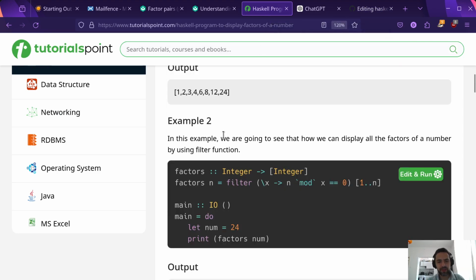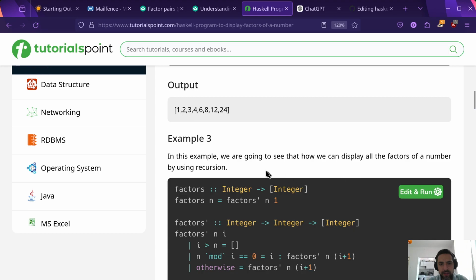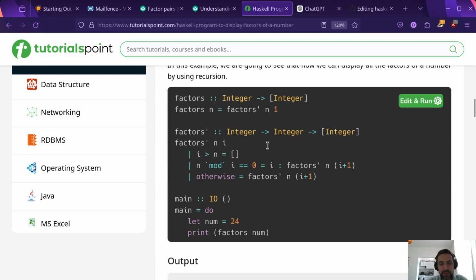And there are types here also. Integer. Oh, this is used with filter. Factors and filter. This filter x n mod x, 1 to n. Display all the factors of a number by using recursion. Oh, this changes. Yeah, it's like the math would look completely different, like the methodology and the progression. I think you would learn much faster.